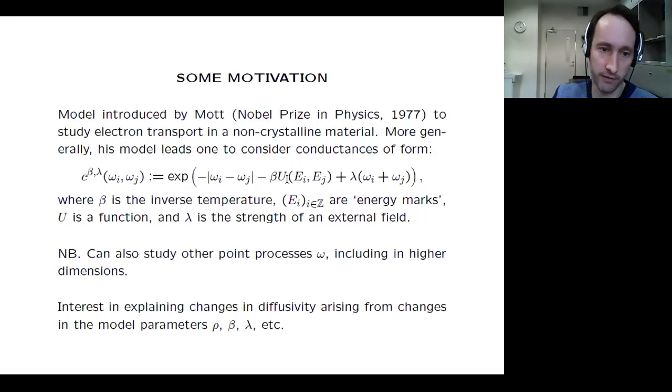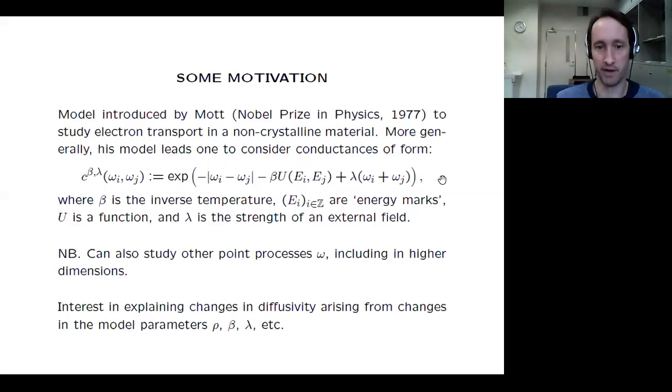His basic model was that the jump rate should depend on the spatial separation, which is the term that I wrote down on the previous slide, and also maybe the energy separation. So we have some function of the energy difference between the two sites here, and the effect of this might depend on the temperature. Beta is the inverse temperature.